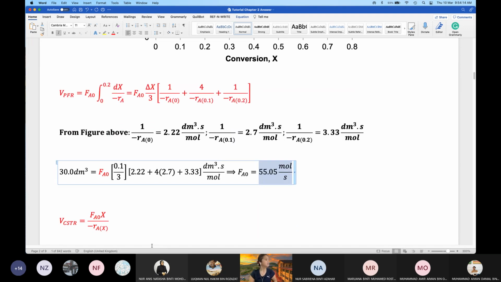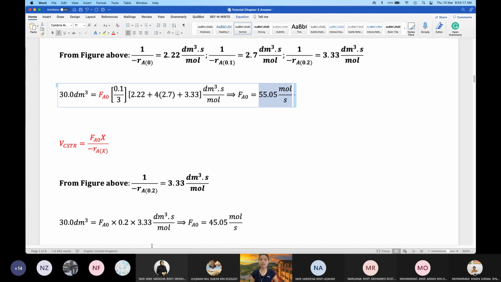Okay, so next question, CSTR. CSTR is easier because the equation is so much easier. For CSTR, you must remember, you start with the design equation. The design equation: volume of CSTR equals FA naught multiply with X divide by minus RA at the X that you want to find. In this question, the volume of the CSTR is already given as 30, the same volume as the PFR, 30 dm³. FA naught, I want to find. So again, FA naught is what we want to find, which means the rest we must already know the values.